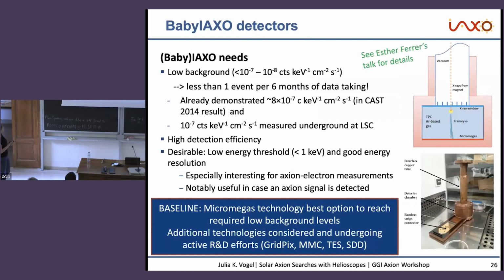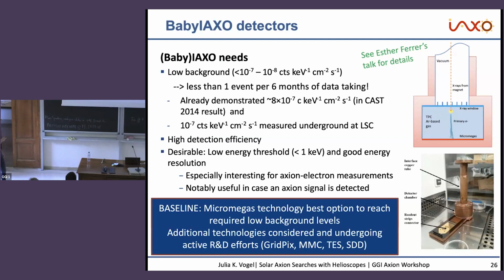So these were the optics; now the detectors. My detector part is a bit shorter because Esther gave a talk last week, so I'll refer you to those slides for details. But what we need is very low background in numbers. That means we need something less than 10^-7 to 10^-8 counts per keV per square centimeter per second in our range of interest, which corresponds to less than 1 event per 6 months of data taking. That is what we envision for IAXO.